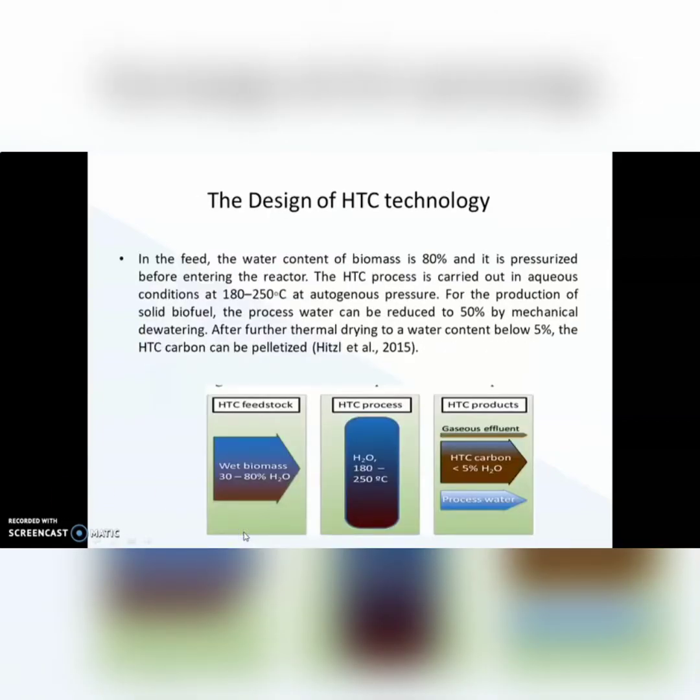The design of HTC technology is in the figure. The water content of biomass is 80% and it is pressurized before entering the reactor. The HTC process is carried out in aqueous condition at 180 to 250 degrees Celsius at autogenous pressure. For the production of solid biofuel, the processed water can be reduced to 50% by mechanical dewatering. After further thermal drying to a water content below 5%, the HTC carbon can be pelletized.